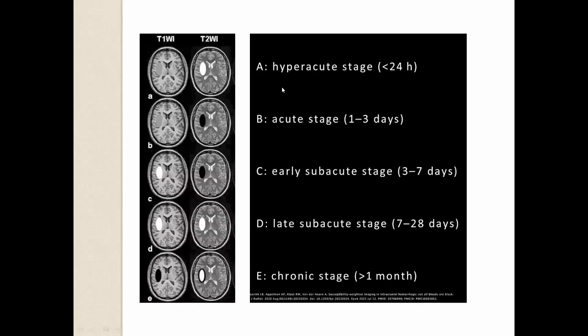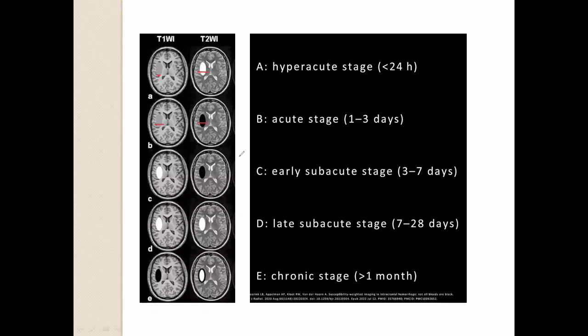Depending upon the time, this bleed can be divided into hyperacute, which is less than 24 hours, and it will appear hypo or iso-intense on T1. Here you can see this is iso-intense on T1, and it is bright hyperintense on T2. The acute phase lasts for 1 to 3 days, and it is going to be again iso-intense on T1. On T2, it will get darker now. It appears hypointense on T2.